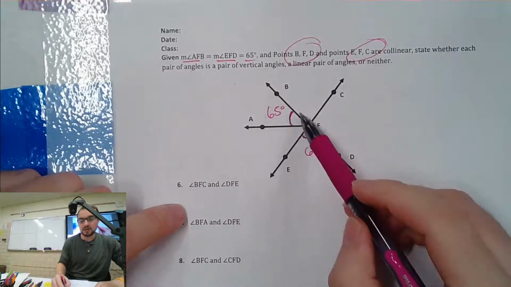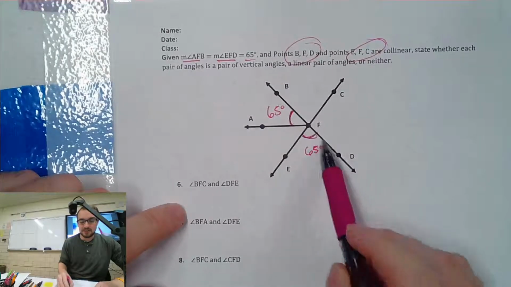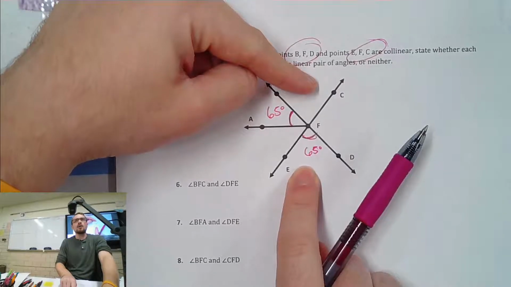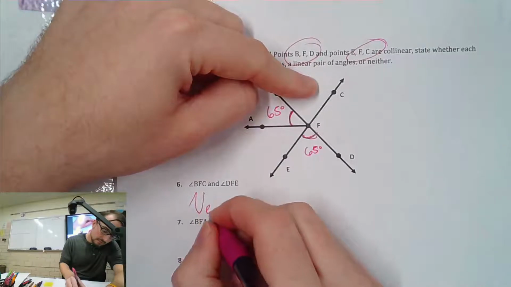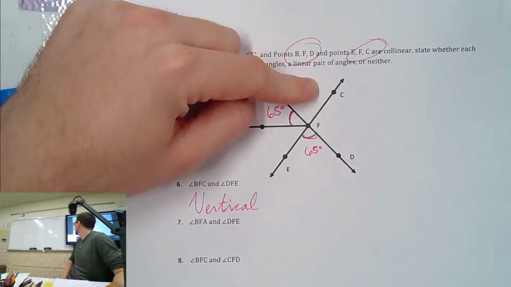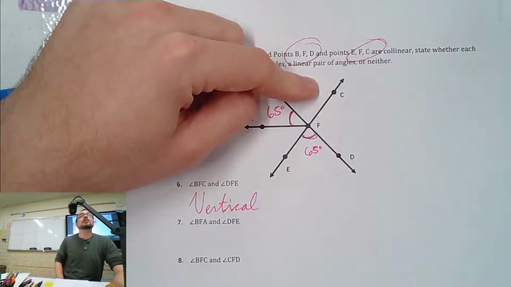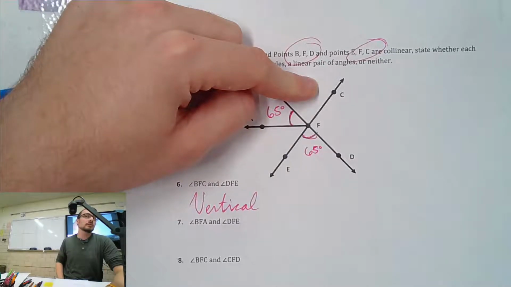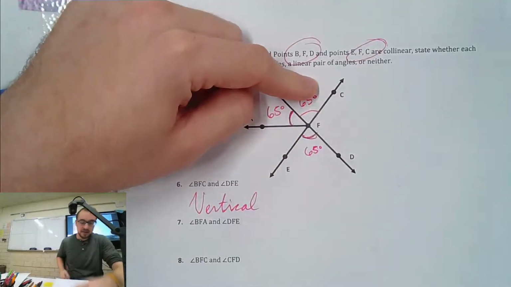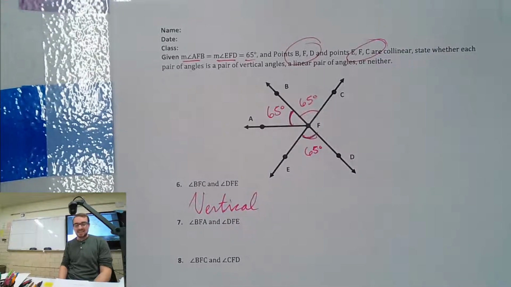BFC, that's this angle right here. And DFE, this angle right here. These two. Are they a linear pair? No! What are they? Scissors. Vertical angles, right? Which means, by vertical angles theorem, they are congruent. So I'm going to do them both in pink. 65, 65. BFA and DFE.